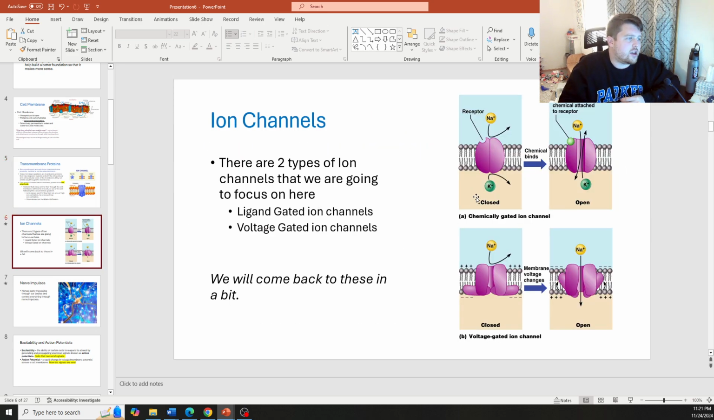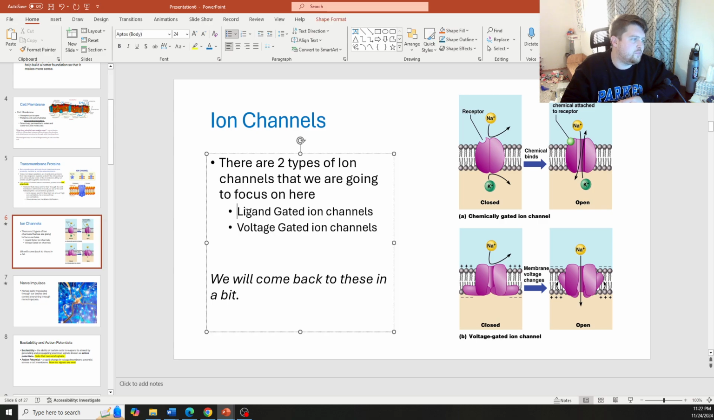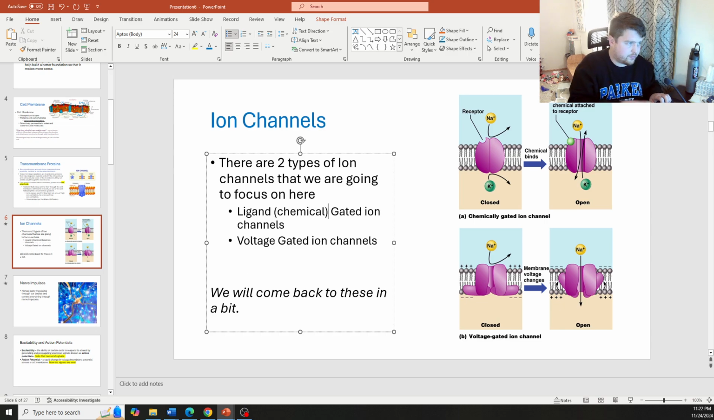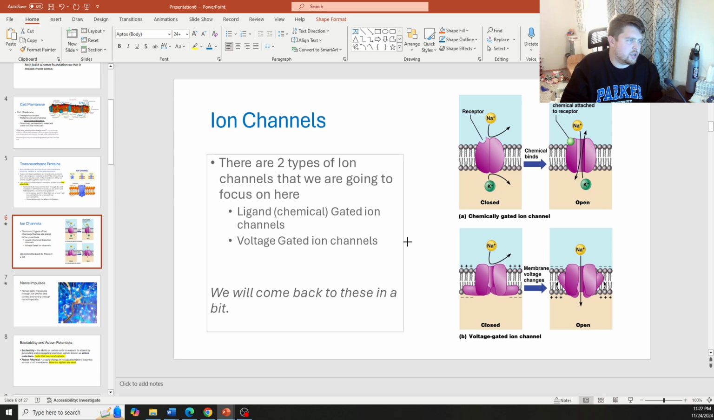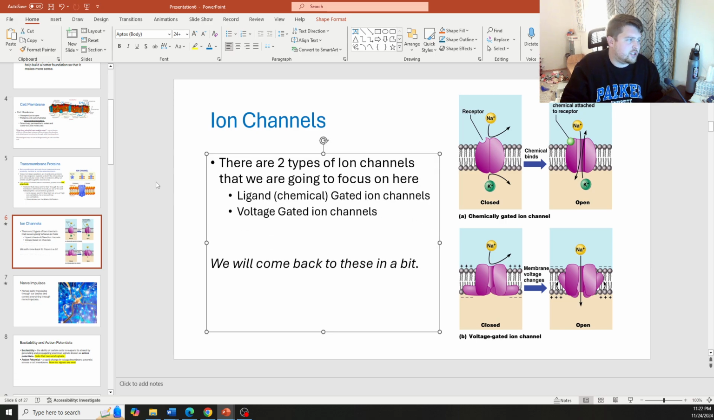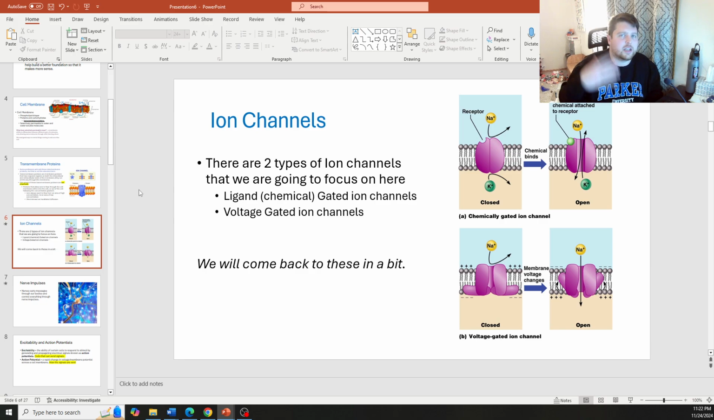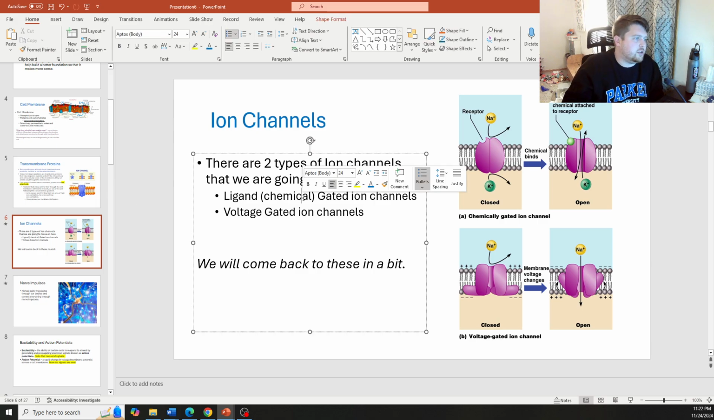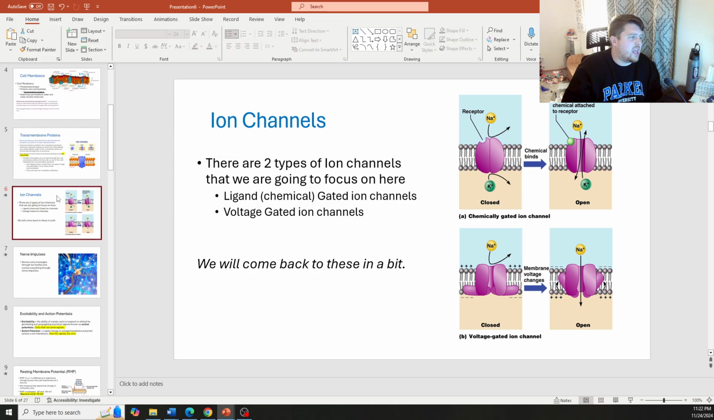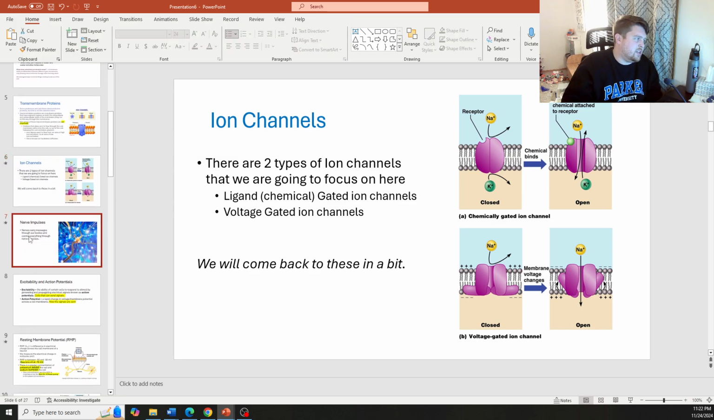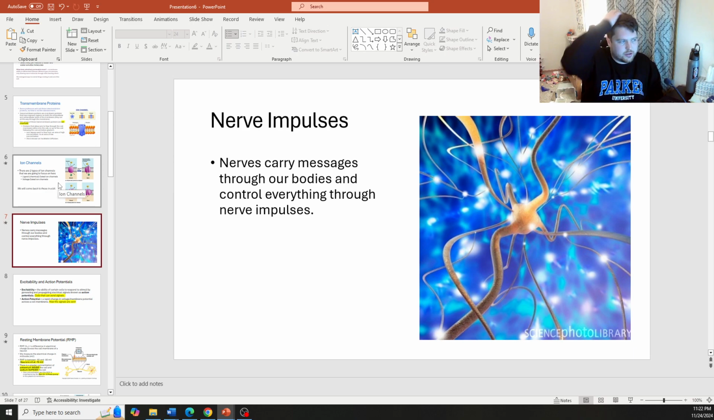So, ion channels, there are specifically two that we're going to focus on here. Ligand-gated or chemical-gated, and voltage-gated ion channels. There are other ion channels out there that we will see pop up, not in this trimester, but next trimester. But we will get to those when we get to those. These are the two that we want to focus on for this. And we're going to take a little sidestep and jump into the nerve stuff, and we're going to come back to those ion channels. So just wait for those for a little bit.